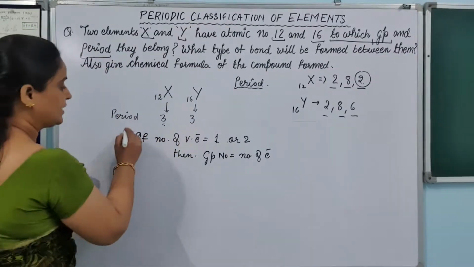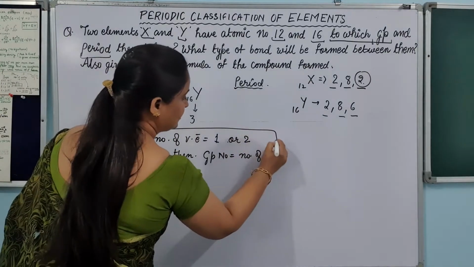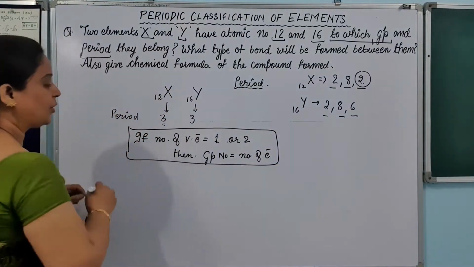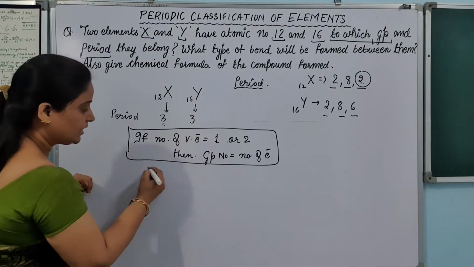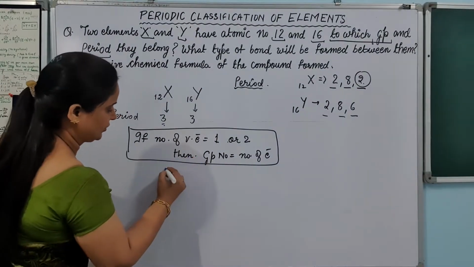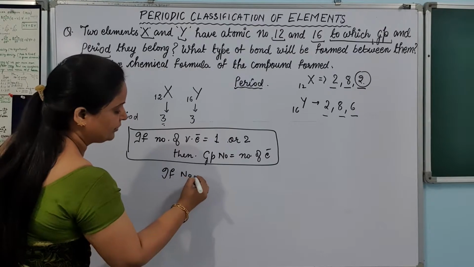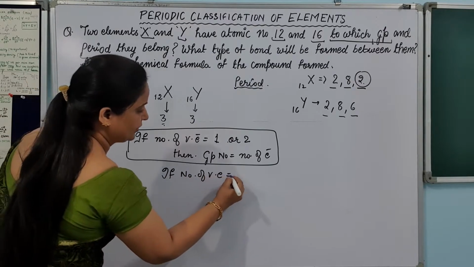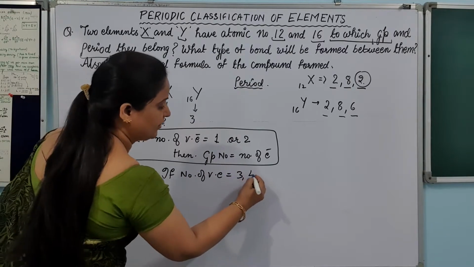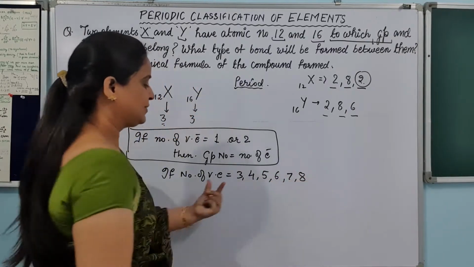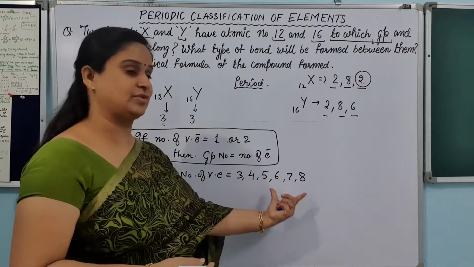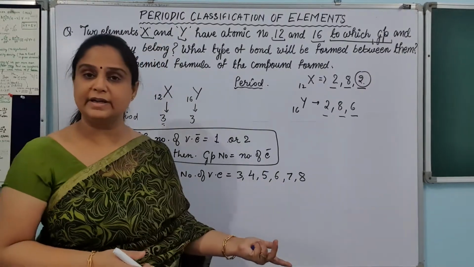Same way we can calculate the group of the elements other than those having 1 and 2 electrons. So if the number of valence electrons is 3 or 4 and 5 and 6 and 7 and 8, means from 3 to 8 if electrons are there. Not more than 8 you will be finding in any of the group.